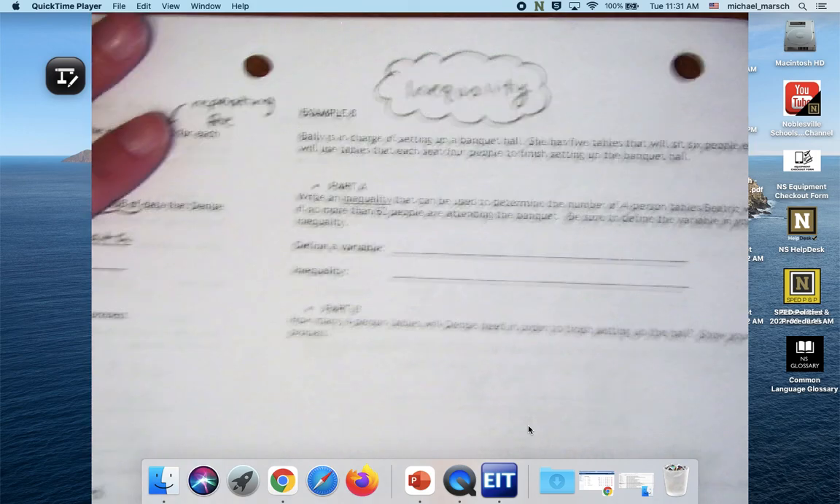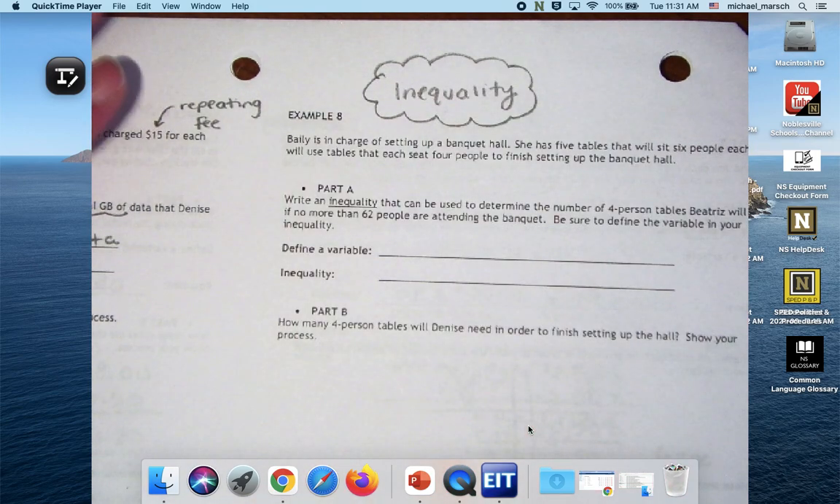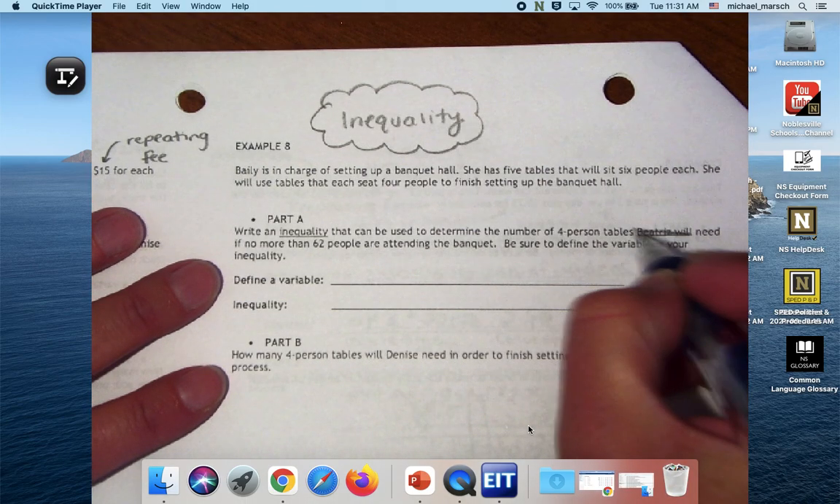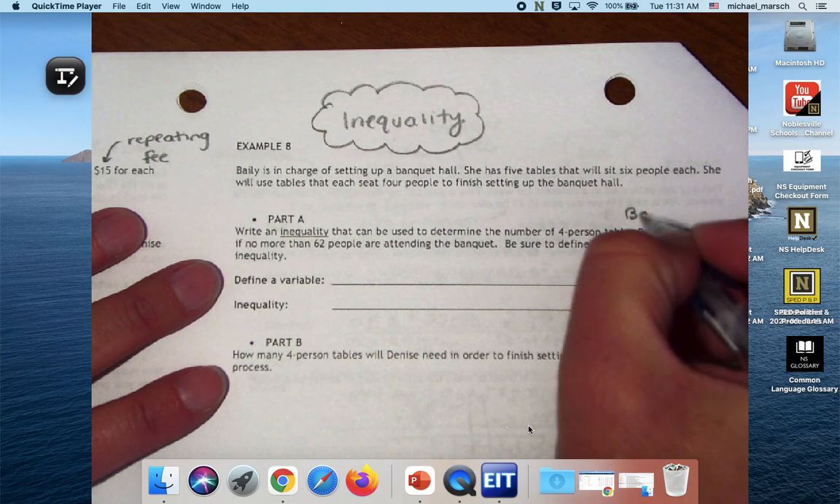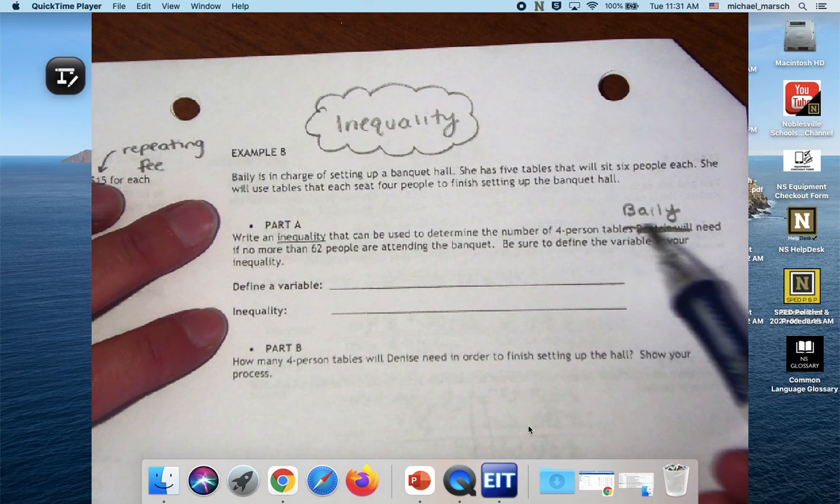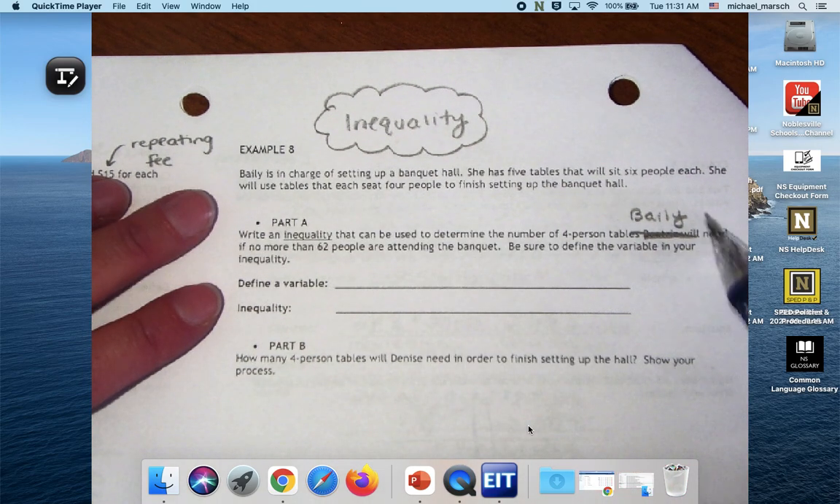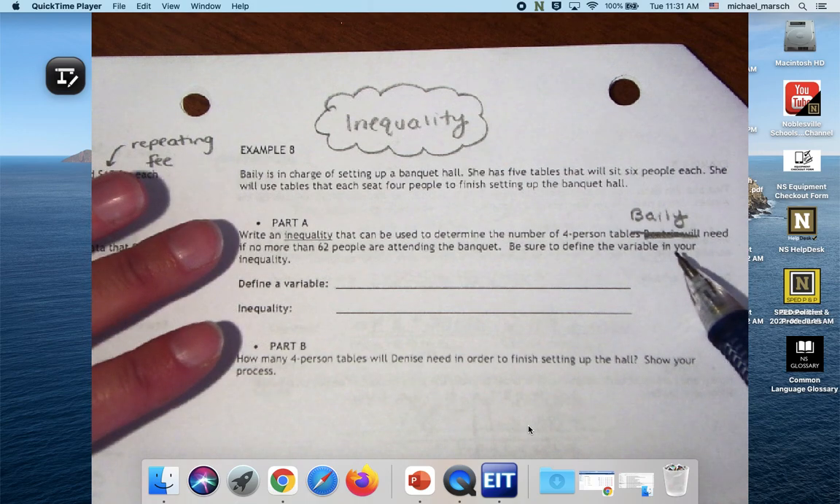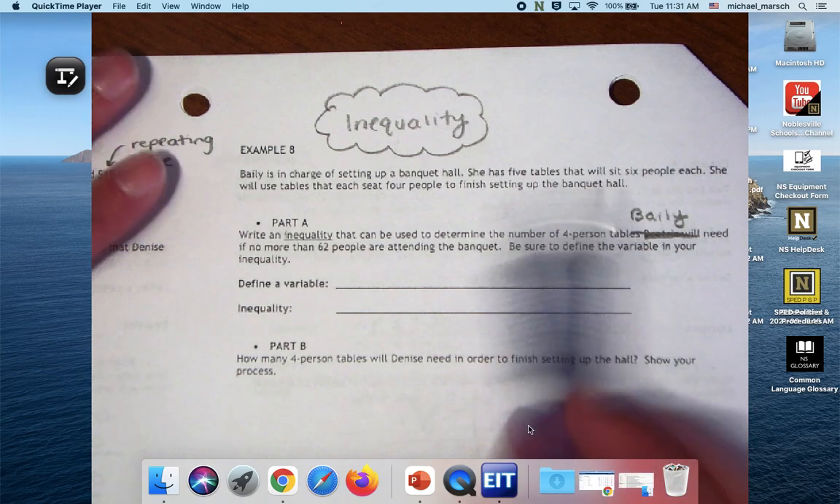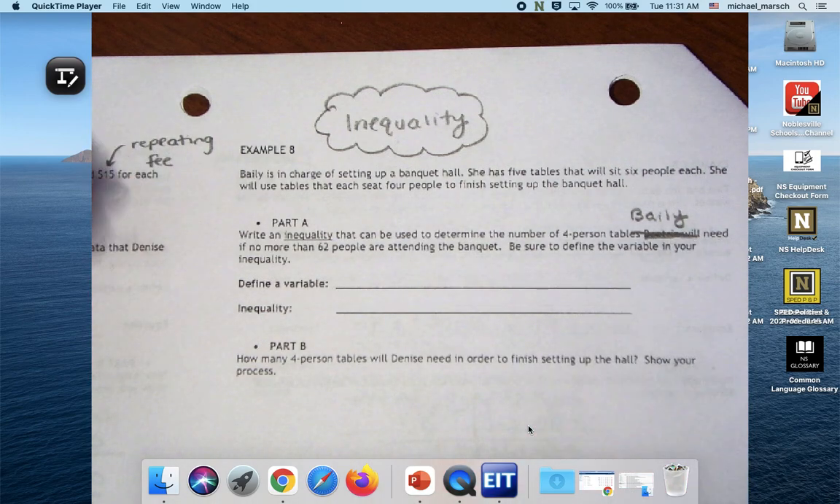Okay. Let's move on to inequalities. So down here, let's change where it says Beatrice to Bailey. Why are we changing that? Well, I didn't like the name Beatrice, so I changed it to Bailey. I must have just forgotten the E. I was in a hurry. I don't want anybody to get confused. It's the same person. My real name is Beatrice.